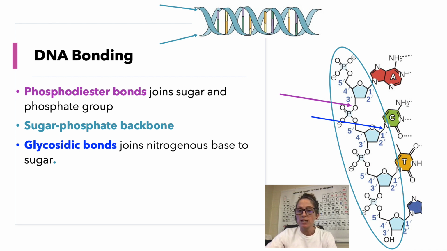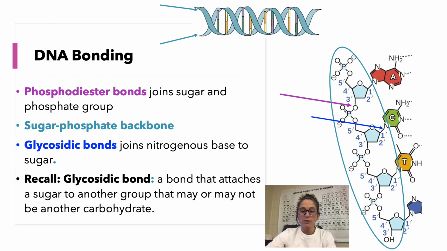What connects the bases to the sugar is called a glycosidic bond. And remember, any kind of glycosidic bond is a bond that attaches a sugar to another group that may or may not be another carbohydrate. In Unit 1, we looked mostly at carbohydrates bonding to each other, but a glycosidic bond can be any kind of carbohydrate binding to something else.